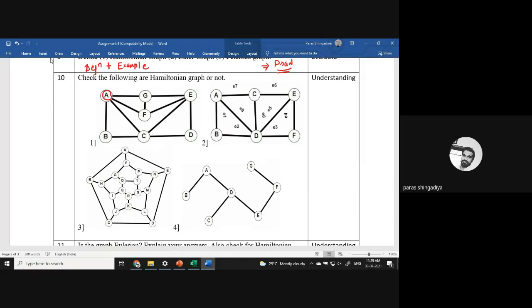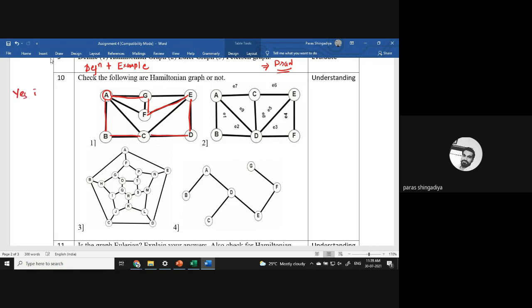So start with A, then reach B. B is now covered. C, and then D, E, and then E to F, clear, F to G, and from G you can reach back to A, clear. So from A to A, all the vertices are covered. So what is the meaning of that? This graph is a Hamiltonian graph. Okay, so the conclusion will come here.